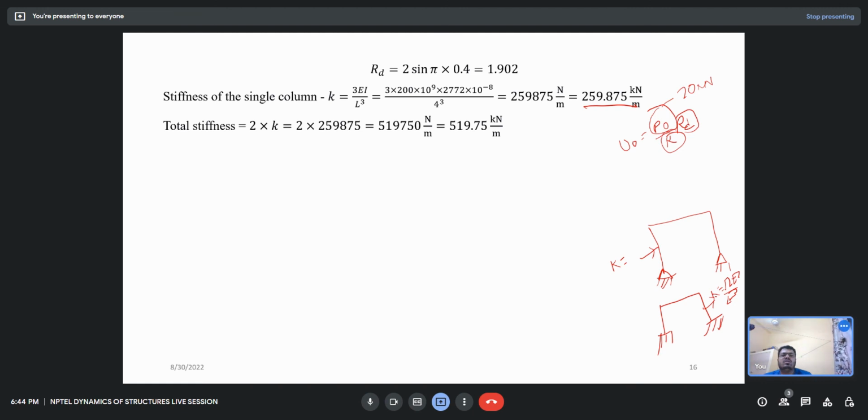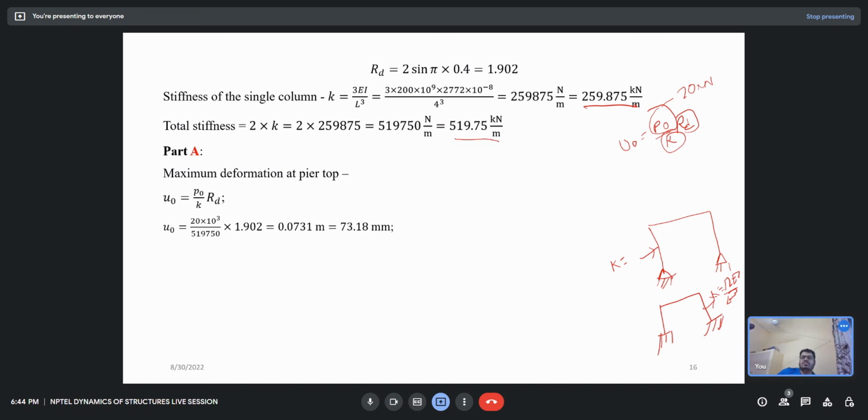So that comes out to be around 520 kilonewton per meter. So if the stiffness is given to you, you can easily find out the displacement. Maximum deformation at P at top comes out to be U naught equals P naught by K into RD.